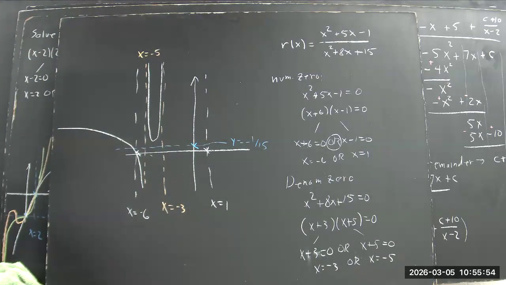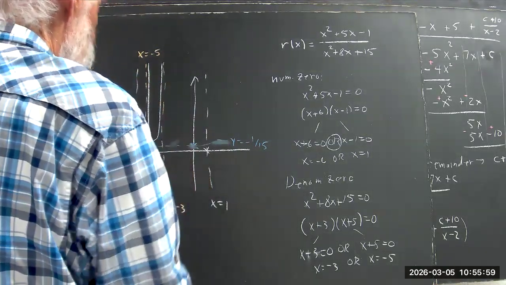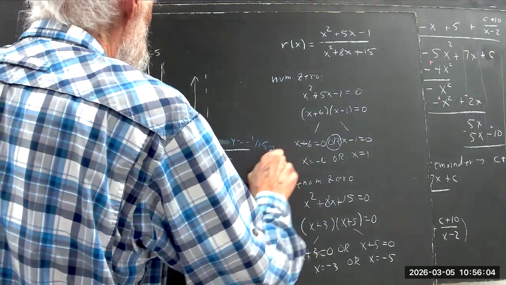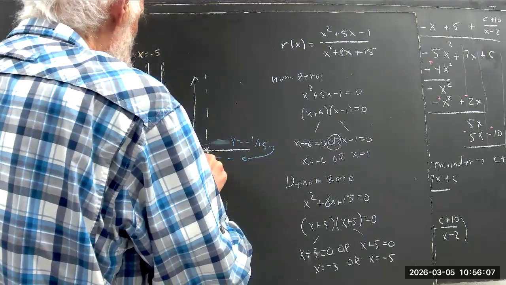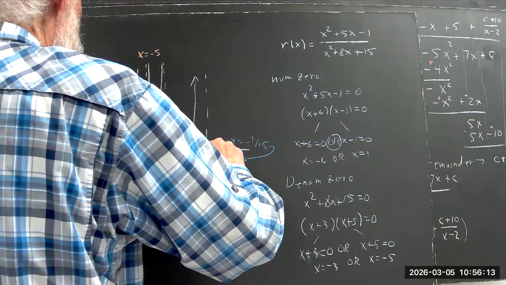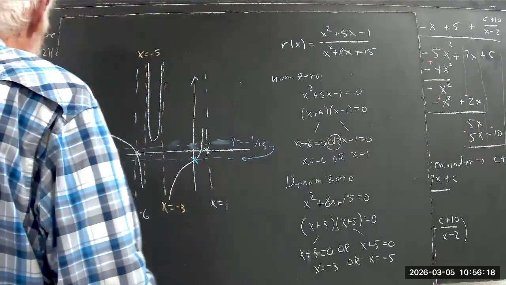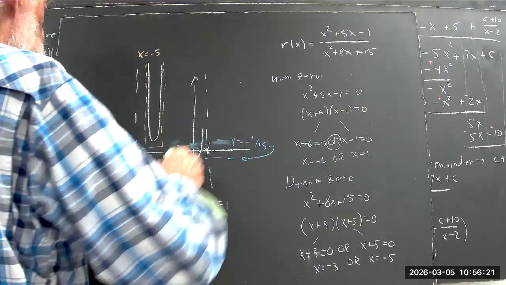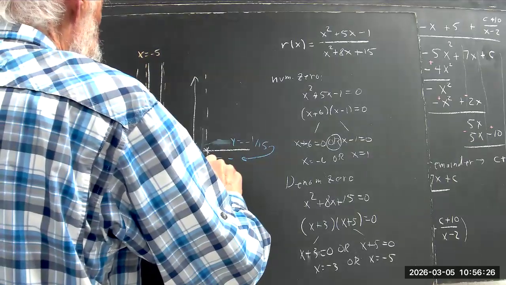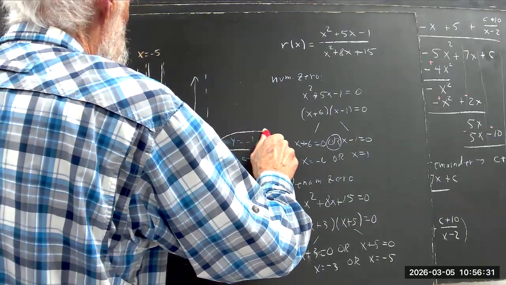I'm kind of stuck. Got something wrong. Oh yeah, this should be negative 1/15. I labeled it y equals negative 1/15. So this point is actually below the x-axis. So now, oops, it's not an asymptote. Now I've got it kind of messed up. The graph comes through here, then goes through here, and comes out like this.